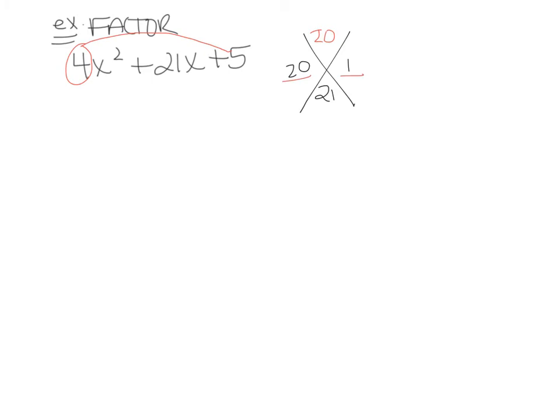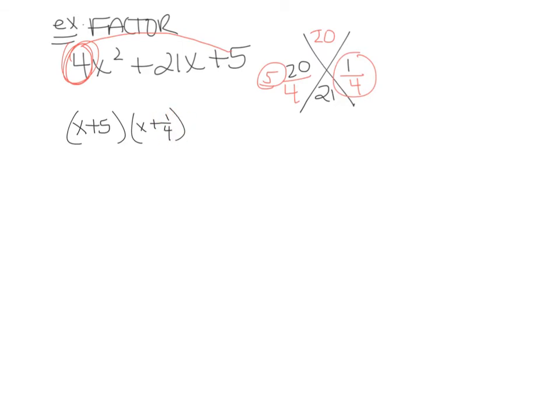So I slid, I now have to divide. So I'm going to divide both of my numbers by 4 because that's the number that's circled. Clean up. 20 over 4, 5. 1 over 4, can I clean it up? Nope, circle it. I'm now going to write my double parentheses. I have x plus 5, x plus 1 over 4.